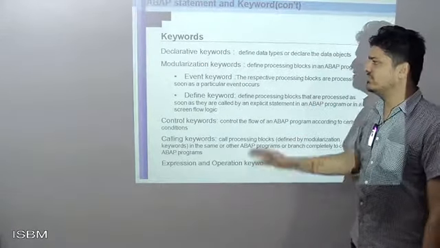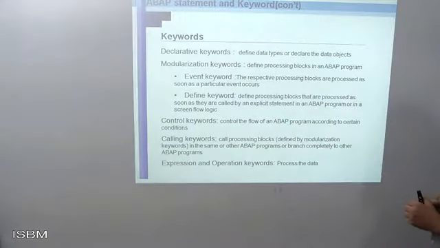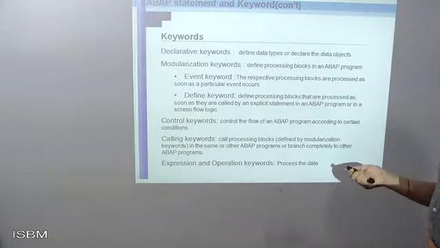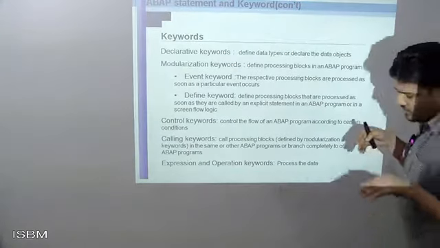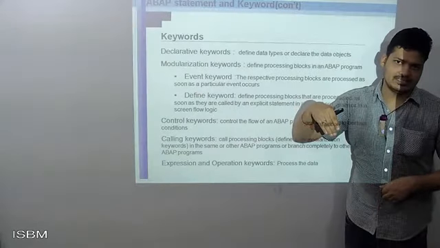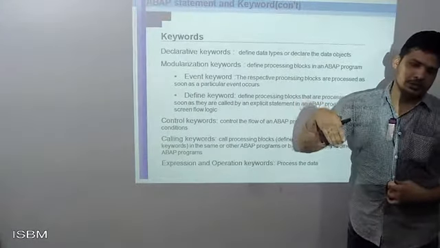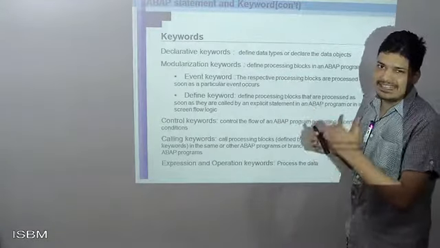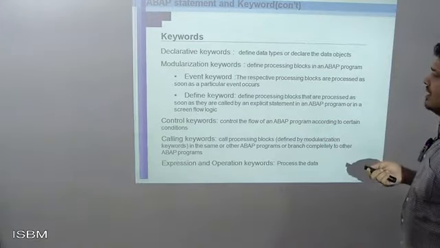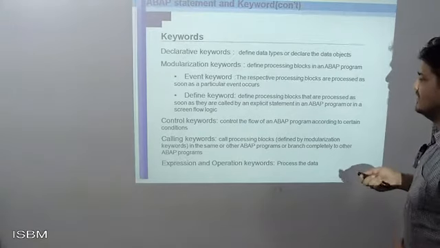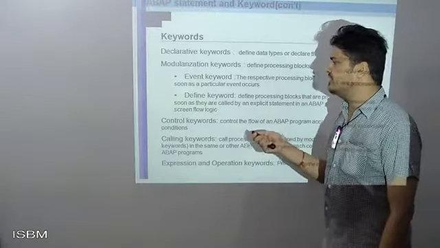Then we have modularization, where the event keyword, as I have told you, is a block. An event is nothing but a block of code. It represents a processing block that proceeds as soon as a particular event occurs. When you start a program, it goes through load of program. Initially it loads the program, then goes to initialization, in the sense it initializes the screen of the program, then goes again inside the program. So we get start of selection and all the different kinds of events. Then we have the define keyword over here.